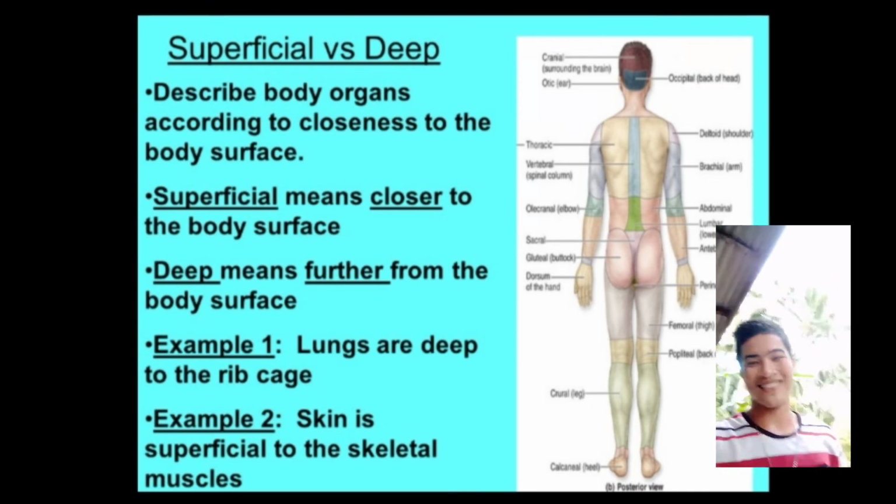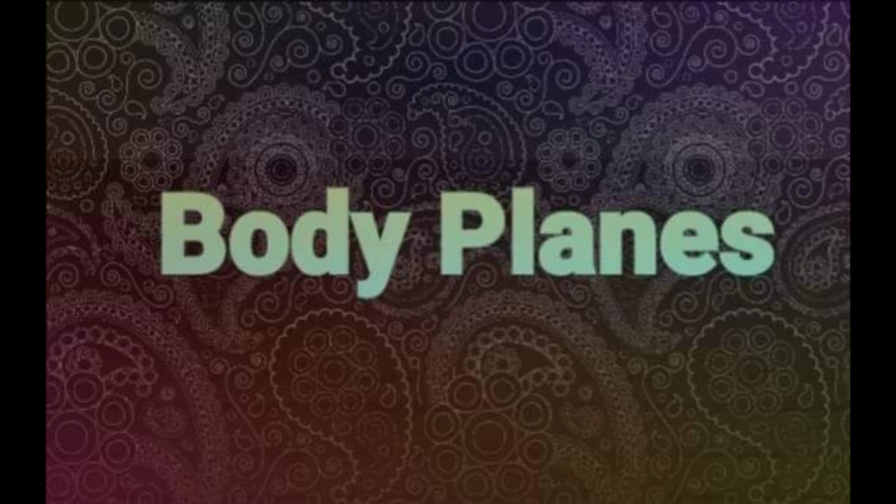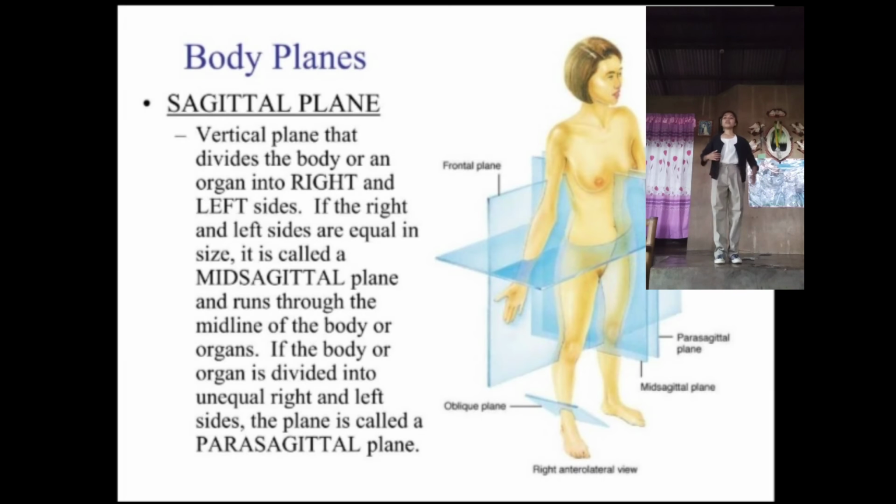Body planes. Sagittal planes run from the top to the bottom and from the front to the back. Sagittal planes divide the body into left and right sections.